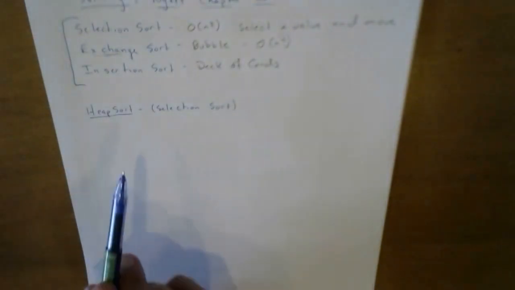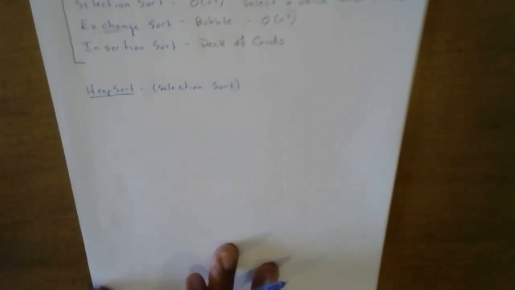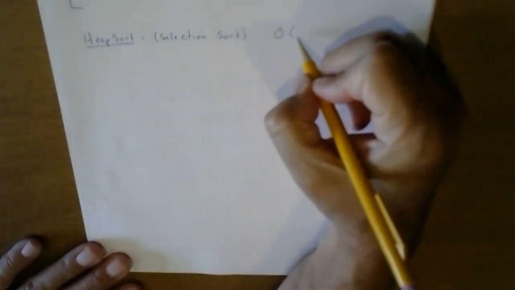And the first one we're going to talk about is something called the heap sort, and it's a type of selection sort. Now, in order to do the heap sort, we're going to use a binary tree, not a binary search tree, but just a binary tree. And when we do this, we're going to get big O notation that looks like big O n log n. And we'll talk about that if we have time at the end.